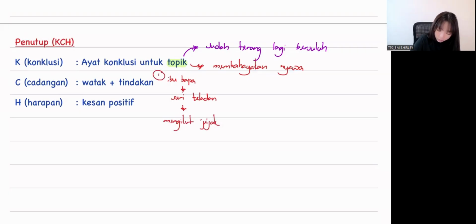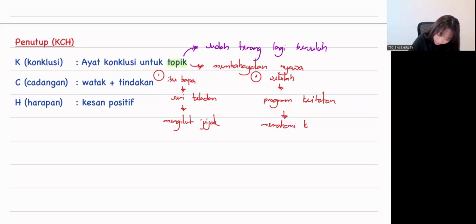This is the first one, cadangan pertama. Then we need to write two cadangan, two harapan. The second one, maybe it can be the school, the pihak sekolah. What are the actions to be taken? Maybe the school can organize a program kesihatan. In the program, it can be activities, a ceramah, or a campaign. Why do they need to do this program kesihatan? So that the murid-murid memahami kepentingan tubuh badan yang sihat.